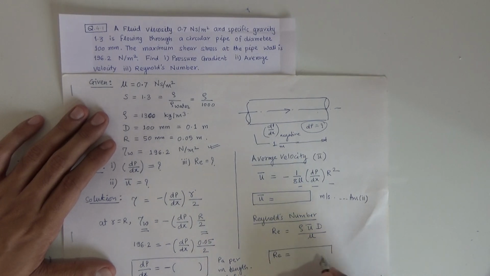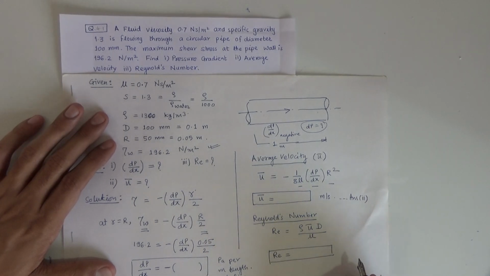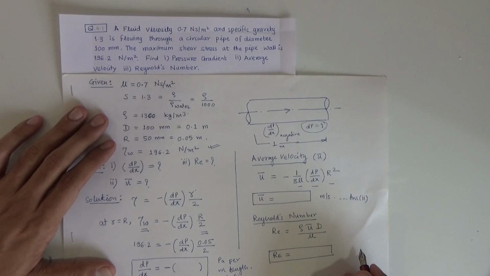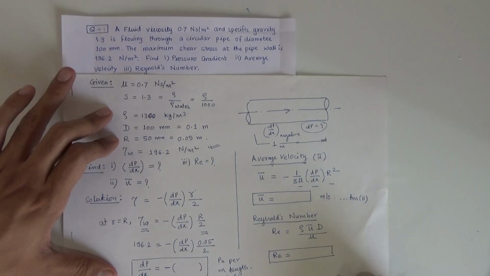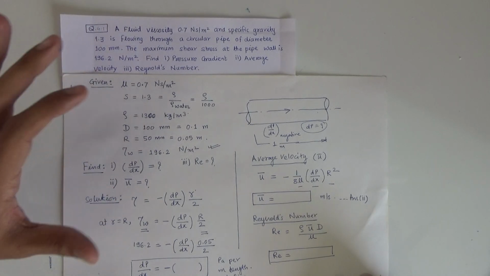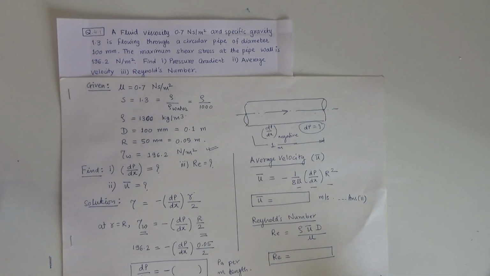It must be less than 2300, because the problem is for laminar flow, so it is expected to be less than 2300. Otherwise the formulation will not be valid, because we have derived all the expressions in this unit for laminar flow only. So that is how this numerical is solved. I hope this is okay for you.